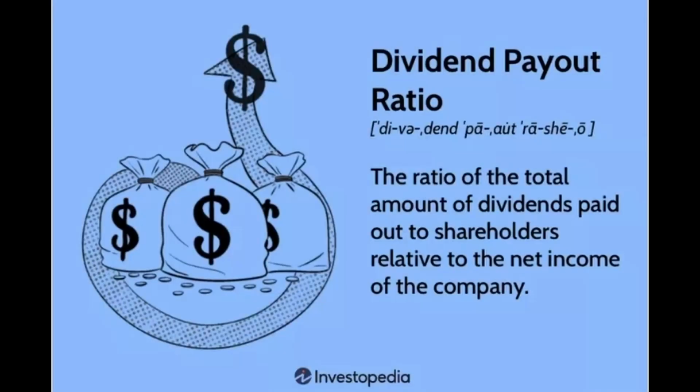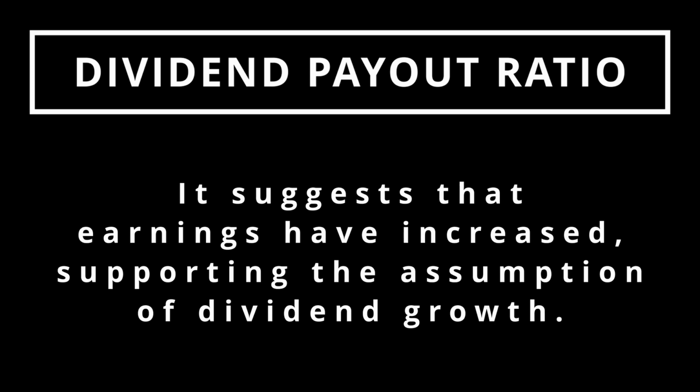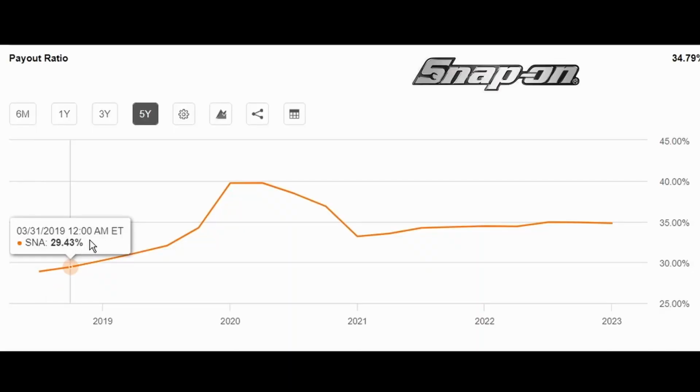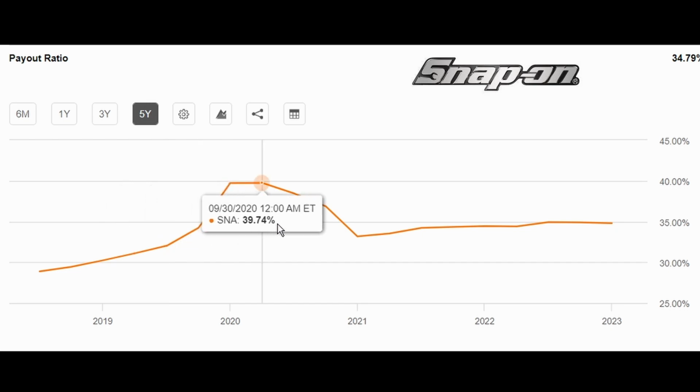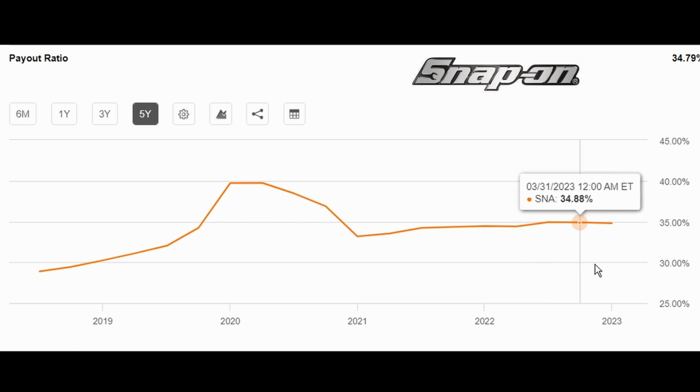The next side of the dividend triangle is the payout ratio, and according to Investopedia, the payout ratio is the ratio of the total amount of dividends paid out to shareholders relative to the net income of the company. If the dividend payout ratio aligns with the company's targets, it suggests that earnings have increased, supporting the assumption of dividend growth. And when we look at payout ratio in that same time frame, we see stability overall with just a slight jump up in 2020. But otherwise, that payout ratio remains flat.